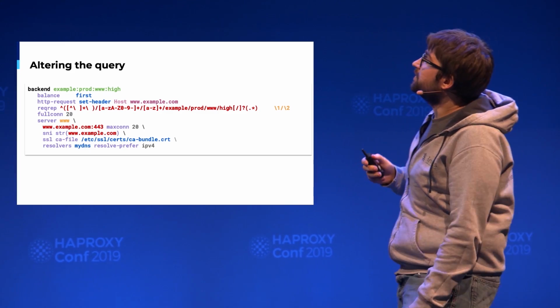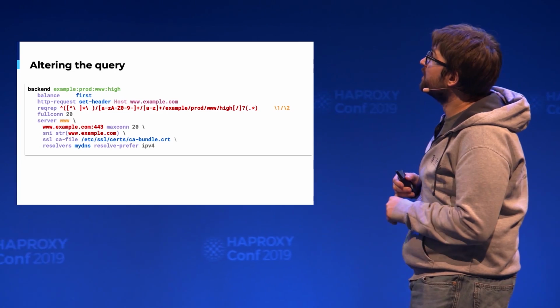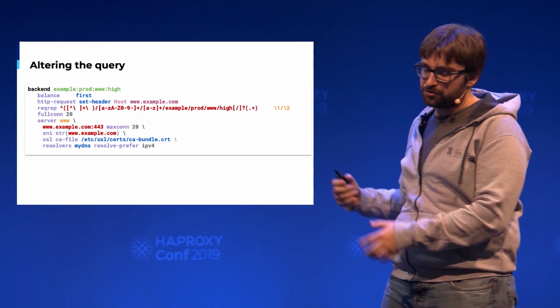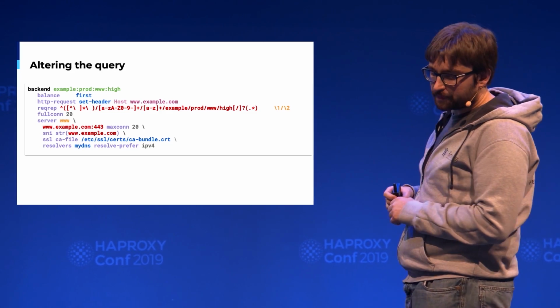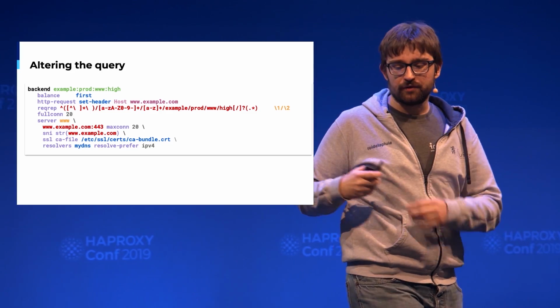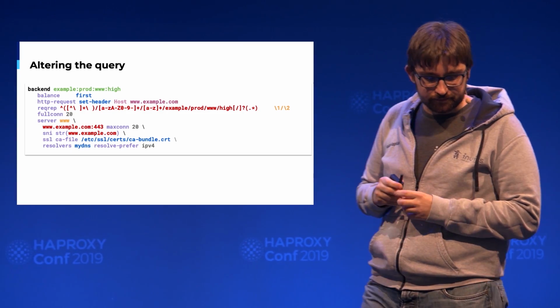We are also using, so for the SSL, in this case, we are also using the certificate file provided by our distribution to validate the backends, so the partner's certificate. So that's for the backend part.